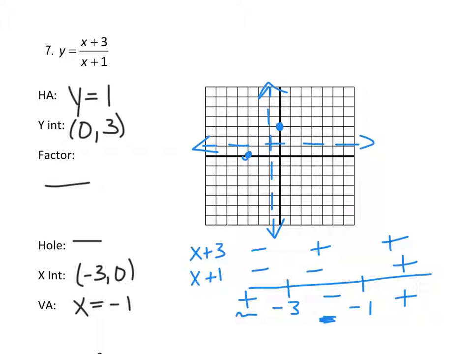So to the left of -3 is above my x-axis. Then after -3 up to -1, it's below my x-axis. And then the rest is going to be above my x-axis. Make sure to go through any points you already plotted as you're doing that.